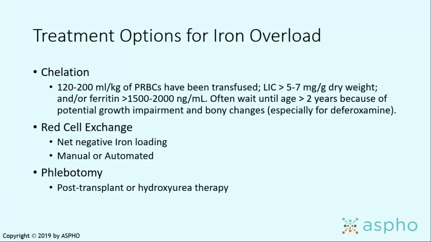So how do we treat iron overload? We can chelate the iron, and we have a variety of options for chelation. For some conditions, like our sickle cell patients, we can do red cell exchange. When we do either manual or automated exchanges, that involves removing a certain mass of red cells and giving them back new red cells, so we can get their net negative iron loading. Sometimes that can be more difficult because of access. If you're going to do automated, you have to have a way to remove the blood and a way to give the blood back, so you need two sites of access, which can be more challenging in our younger kids.